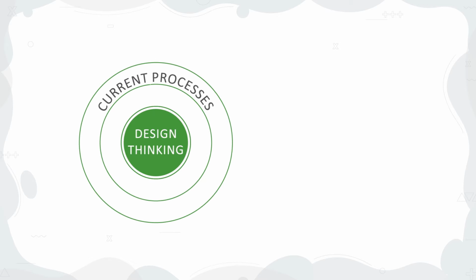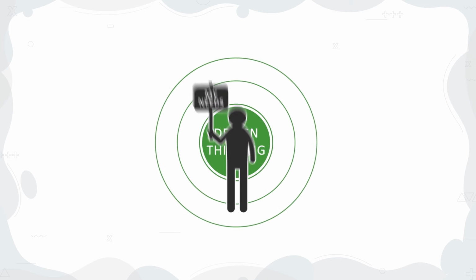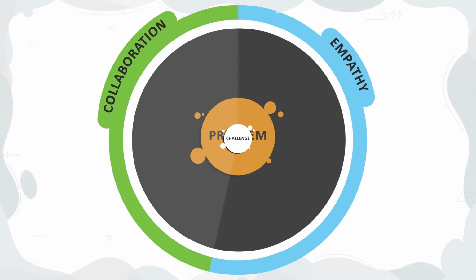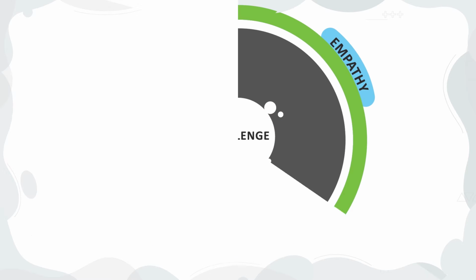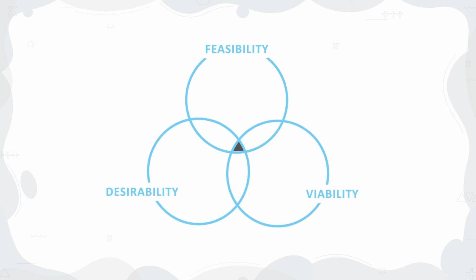Design thinking is unique because it focuses first on people's needs instead of how the work gets done or what's currently available. It's a mindset shift for looking at problems using empathy and collaboration while ensuring that the solutions we develop are not only desirable, meaning they make the end user's life better, but that they're also feasible to produce and viable, meaning the solution makes good business sense.